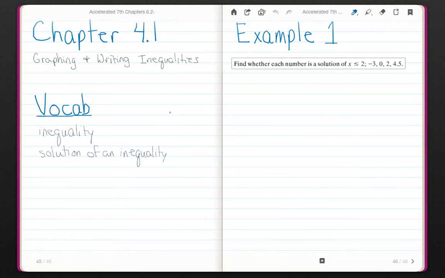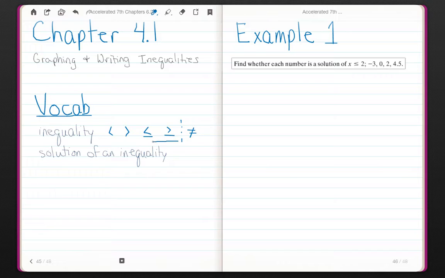Chapter 4.1, Graphing and Writing Inequalities. So remember that there are actually really 5 inequality symbols. So we have less than, greater than, less than or equal to, greater than or equal to, or not equal. It's really these 4 that we will be working with today.